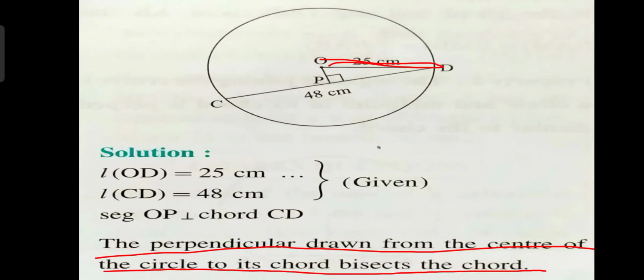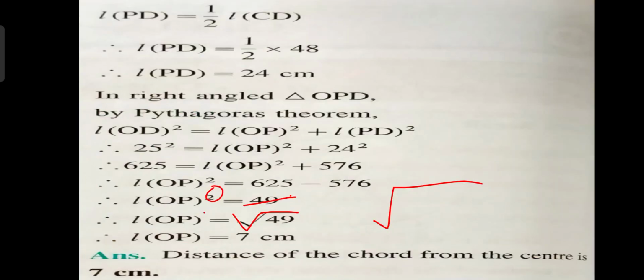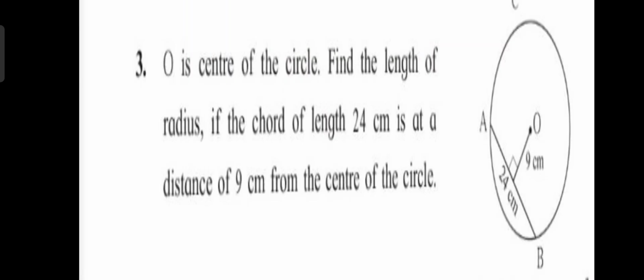Now we see the third question. O is the center of the circle. Find the length of the radius if the chord of length 24 centimeter is at a distance of 9 centimeter from the center of the circle. Now students, you can see the figure over here. Here it is given that AB, that is the chord, is 24 centimeter, and O, and the other alphabet has not been given.